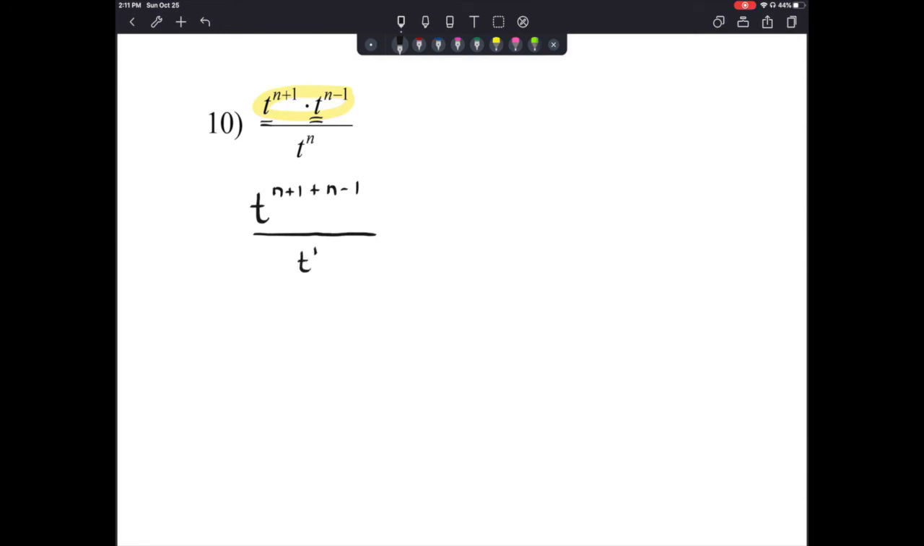And right now that's over t to the power of n. This is going to give us t to the power of 2n in our numerator. And we're still over t to the power of n in our denominator. And now that we are dividing away the same base, this will be the same thing as saying t to the power of 2n minus n, which is going to give us t to the power of n. And that's it.